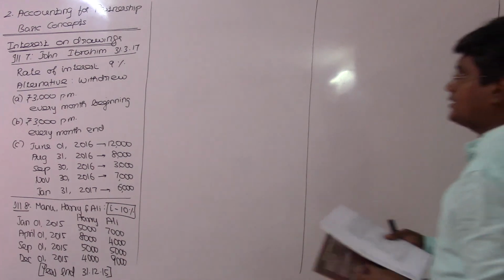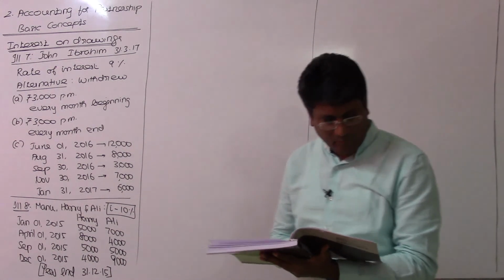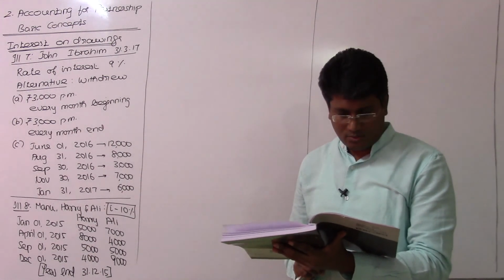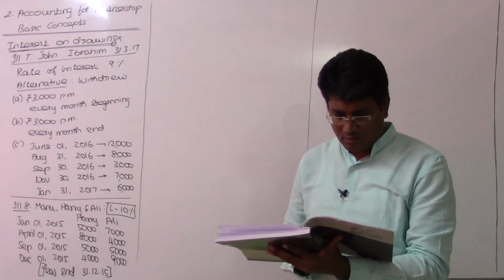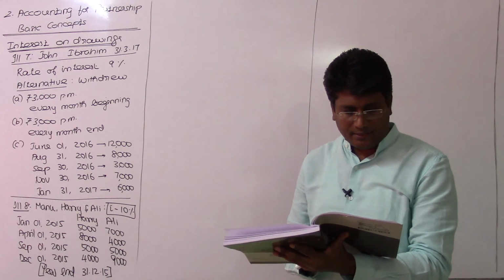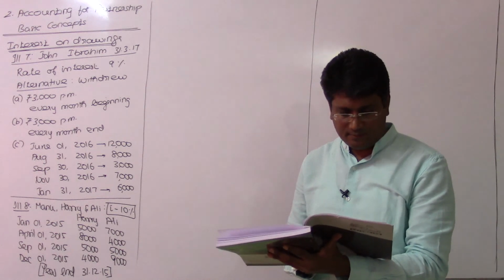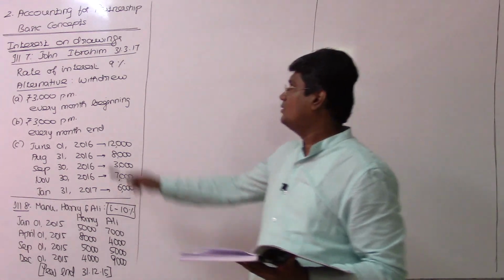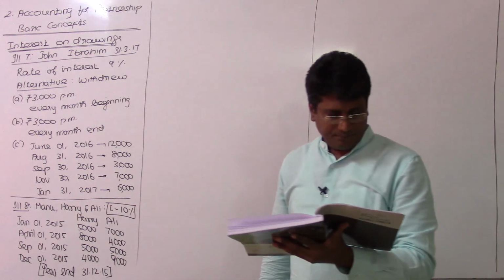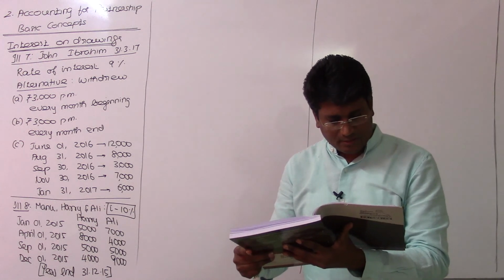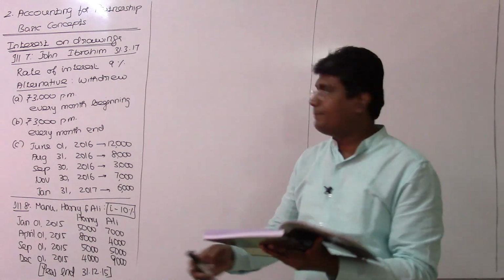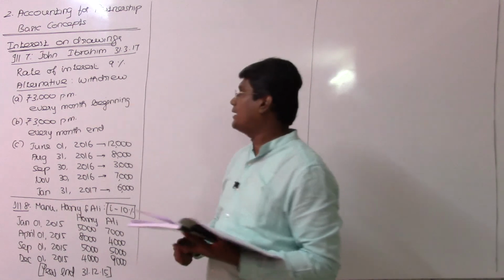In interest on drawings, I am going to discuss illustration number 7. John Ibrahim, a partner in Modern Tours and Travels, withdrew money during the year ending 31st March 2017 from his capital account for his personal use. Calculate interest on drawings in each of the following alternative situations if the rate of interest is 9% per annum.